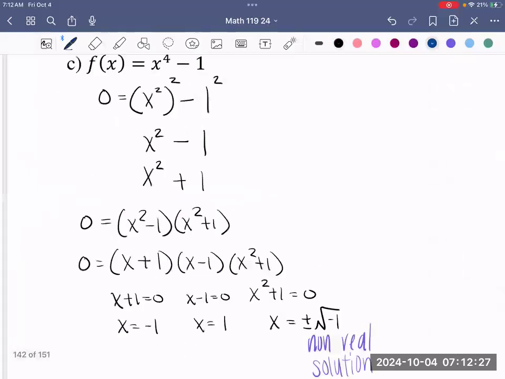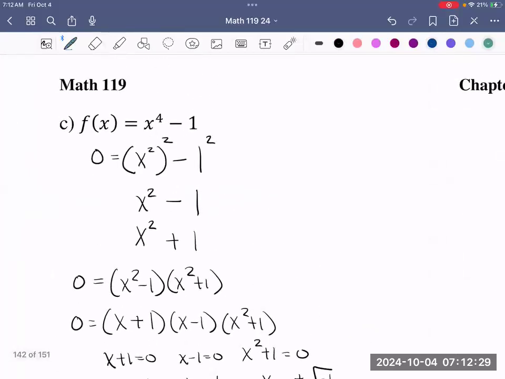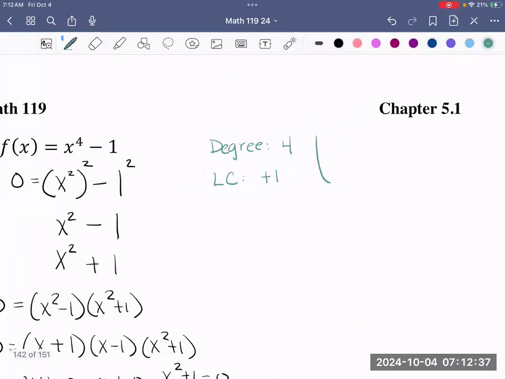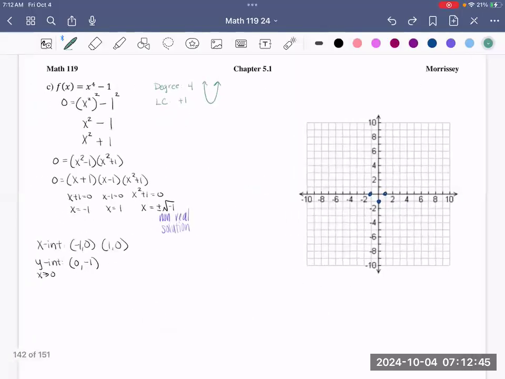We do want to know your degree. So the degree here is 4, and your leading coefficient is +1. So we usually get this U shape, or if you have a lot more to it, it could be that W shape to it. But your end behavior here is going to be going upwards. And we can just connect.